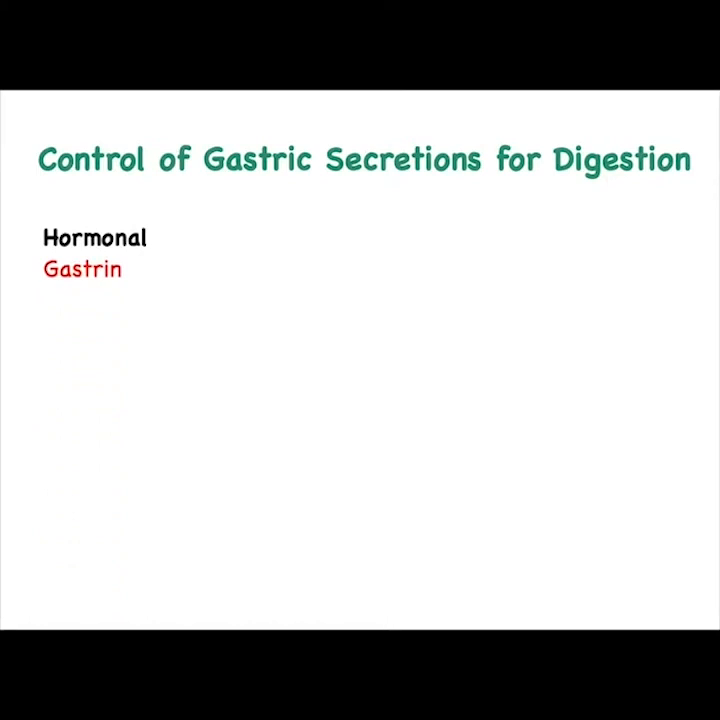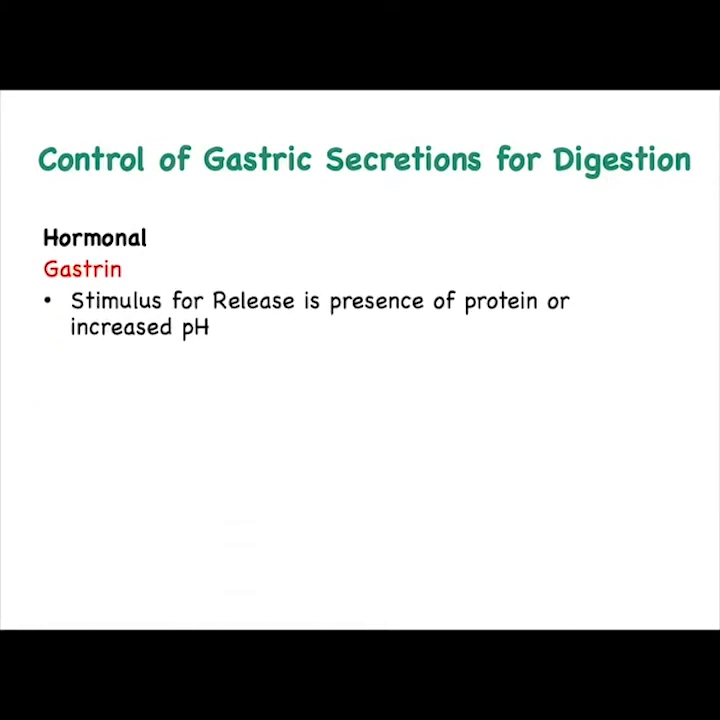Gastrin is released from enteroendocrine cells. The stimulus for the release of gastrin is the presence of proteins or polypeptides in the stomach, as well as an increased pH. Proteins function as buffers to bind with hydrogen ions, thereby increasing the pH. There are several actions of gastrin.